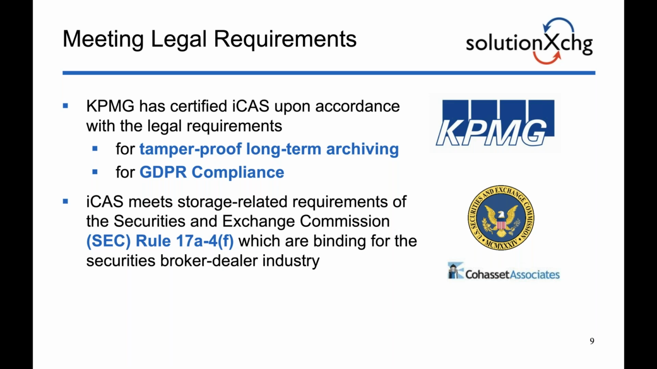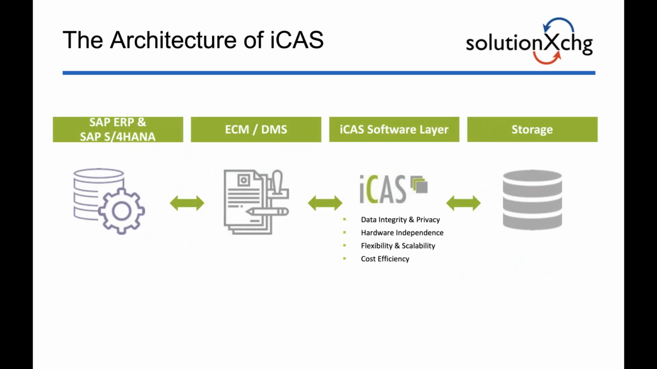Let's talk a little bit about the architecture of Eternity ICAS. Eternity ICAS is a middleware, so it actually sits between the enterprise content management DMS layer and the storage, providing data integrity and privacy, hardware independence, flexibility, scalability, cost efficiency. And we'll go into all these items and I'll demonstrate where and how this is being done over the next couple of slides.